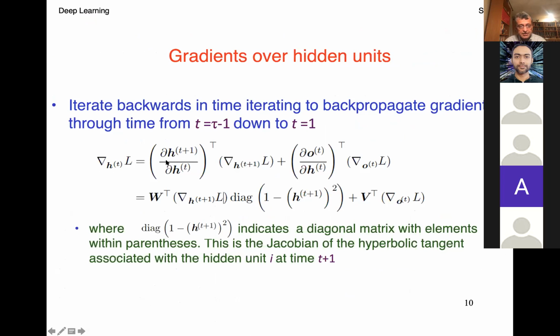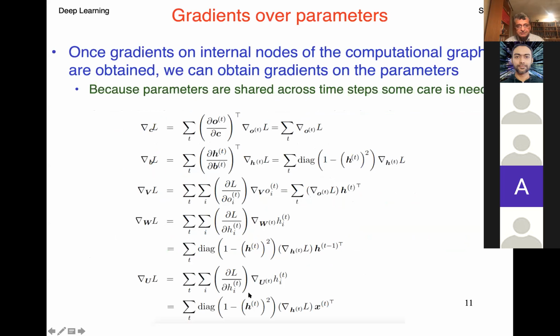Gradients over hidden units, what they look like. All right, so we have these derivatives. Now we're talking about the derivative of HT plus 1 with respect to HT. That's interesting. We hadn't seen that before. And output with respect to HT and so on. So these are all the equations, where diag indicates a diagonal matrix, the Jacobian of the hyperbolic tangent. Like Jacobian, if you remember, it's the matrix of partial derivatives. And so this is the Jacobian matrix of partial derivatives with respect to the T's.